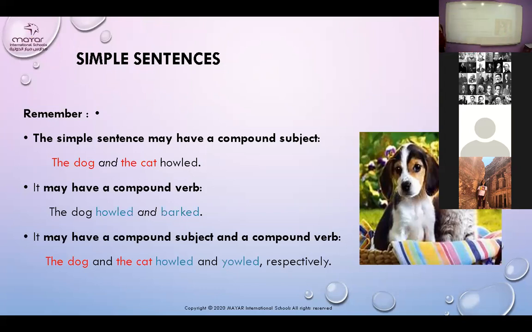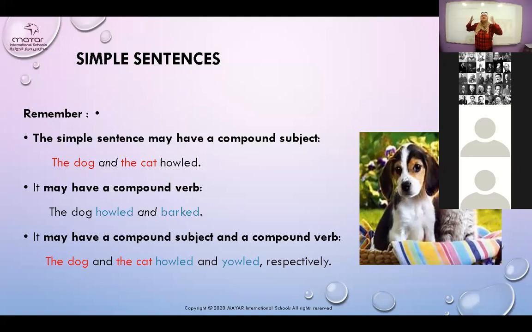Now, the second point, it also may have what? A compound verb. That means two verbs or three verbs. The dog howled and barked. Here, how many subjects do we have? One. How many verbs? Two. But it's still a simple sentence. The last point, you can have a simple sentence with two subjects and two verbs and still considered to be a simple sentence. Excellent.